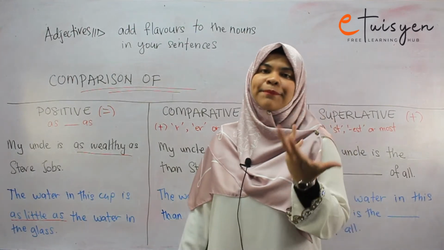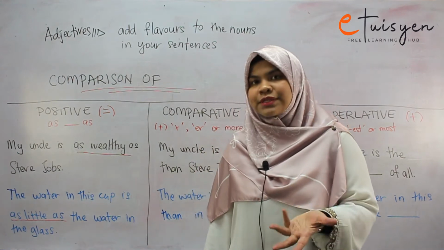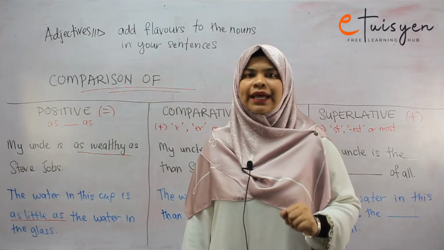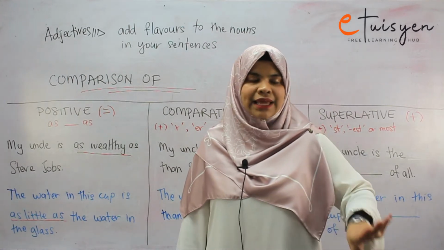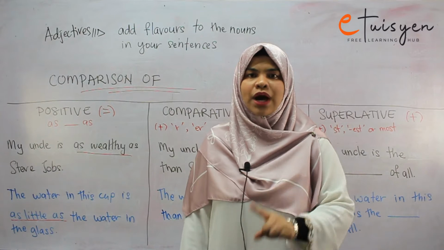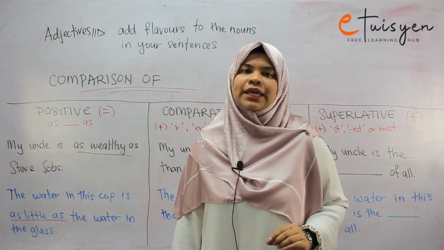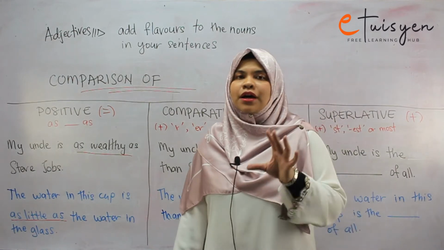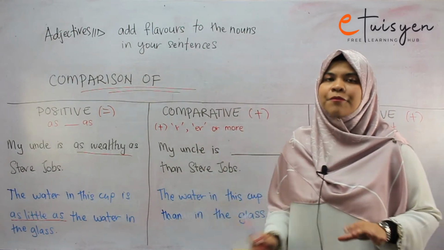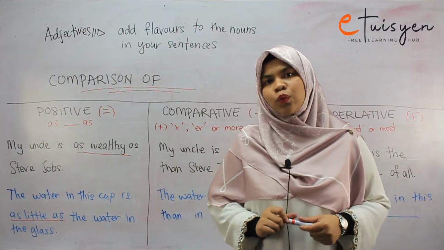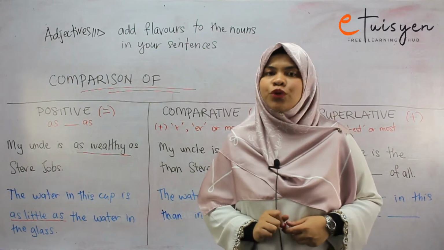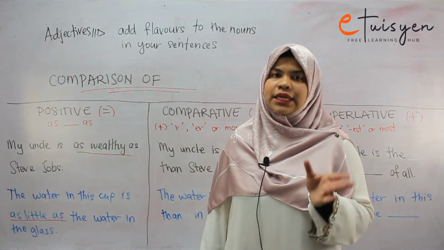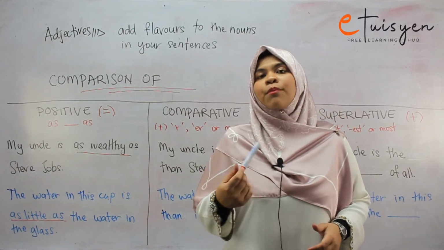Now when you try to compare your two nouns, but they don't have the same level. For example, you're playing a game and someone is at level 1, you're at level 3. So you are a higher level compared to the one at level 1. Alright, so this one is comparative, so I put a plus sign here because you have to change the adjective that you use. But how do you change it? You add R, you add ER, or you use more.